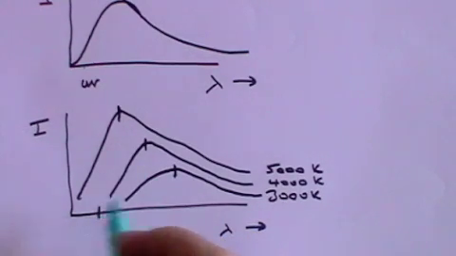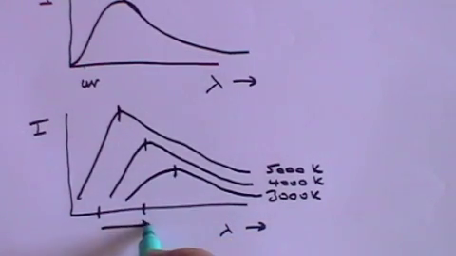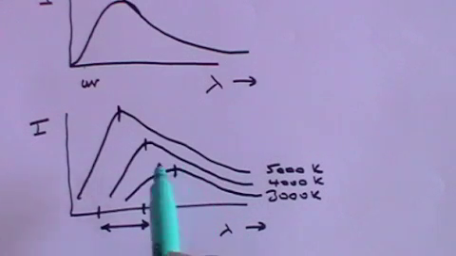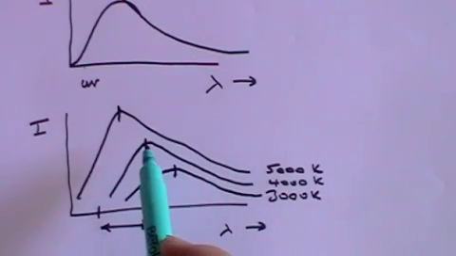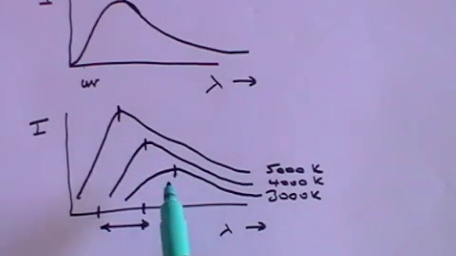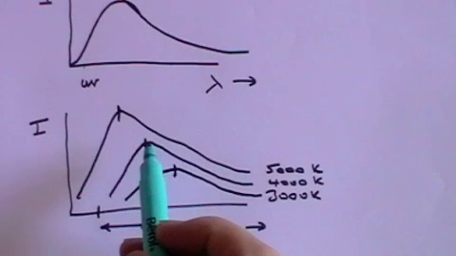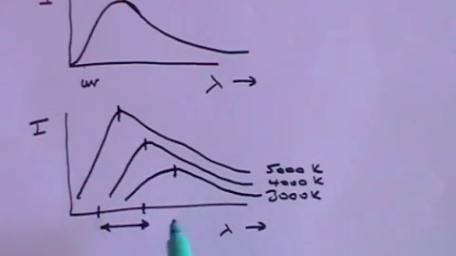Round about here will be the visible part of the spectrum. So by the time something gets to about 4000 degrees Kelvin, you can actually see the light. Prior to that, it's infrared at the peak. But at 4000, 5000 degrees, you are in the visible range of the electromagnetic spectrum.